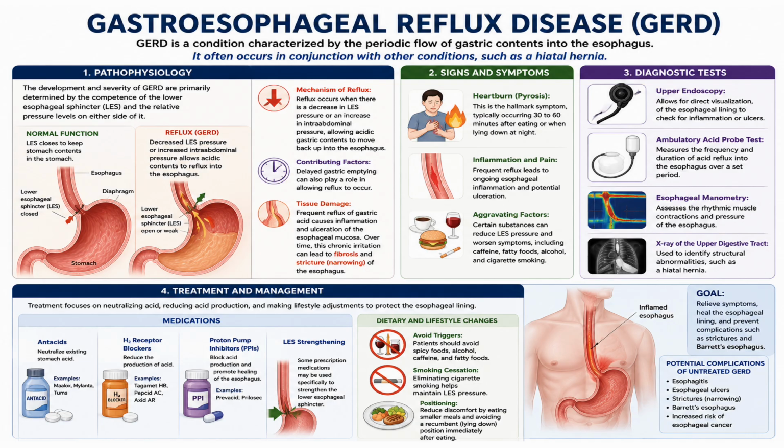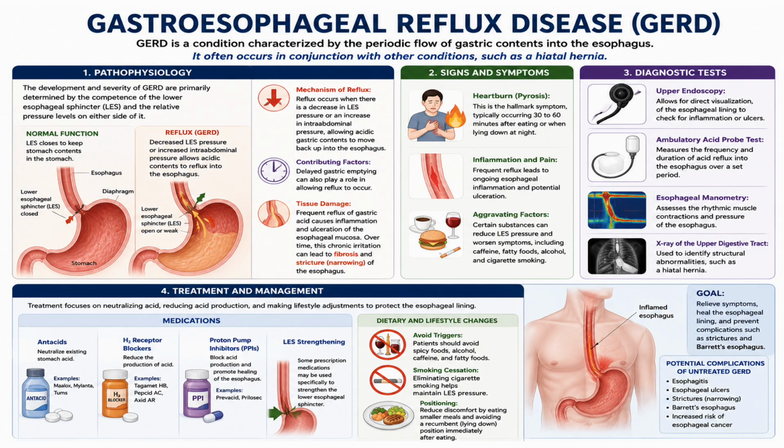There are a lot of different diagnostic tests that we can use to evaluate GERD. We have the upper endoscopy that allows for direct visualization of the esophageal mucosa to assess for any inflammation or ulceration. Then we have the ambulatory acid probe test, which measures the frequency and duration of acid reflux episodes. Then we have the esophageal manometry, which evaluates the esophageal contractions and LES pressure. And GI X-rays help identify structural abnormalities, such as the presence of a hernia.